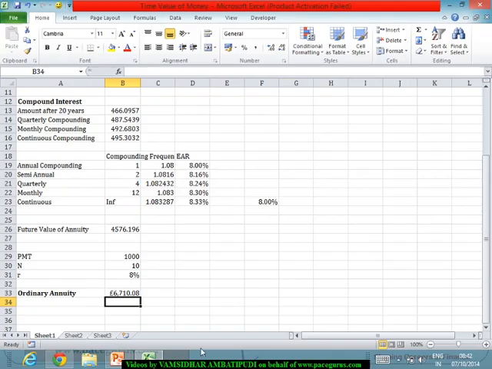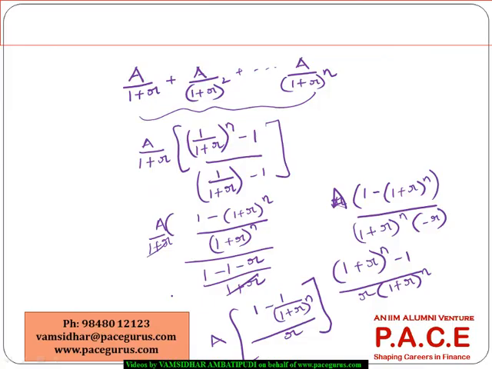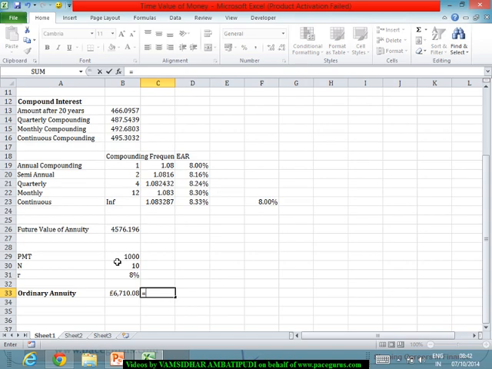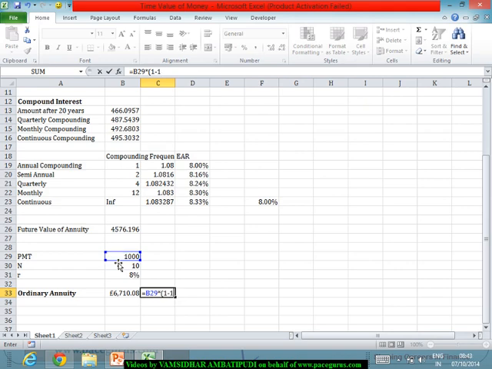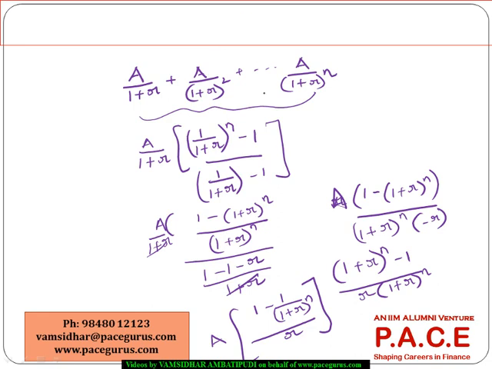I could have used the formula directly, but I can use it like this: A, which is my annuity amount, multiplied by 1 minus 1 by (1 plus R) to the power n, and this entire thing divided by R, which gives me the same amount, 6710.08. This particular expression is called the present value of an ordinary annuity factor.